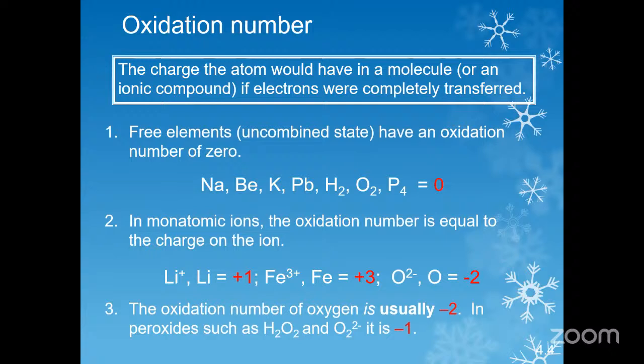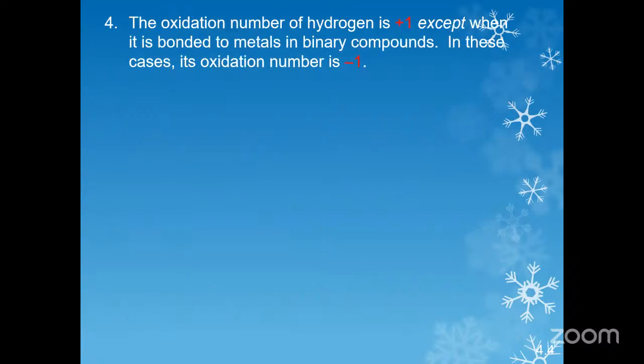Okay, the fourth rule has to do with hydrogen, right? The oxidation number of hydrogen, again, when combined with something else, is equal to +1, excepting if the hydrogen is bonded to a metal in binary compounds, in which case the oxidation number of hydrogen in those compounds is -1, all right? Do I have any examples here? No, I don't. Okay, let me write one down.